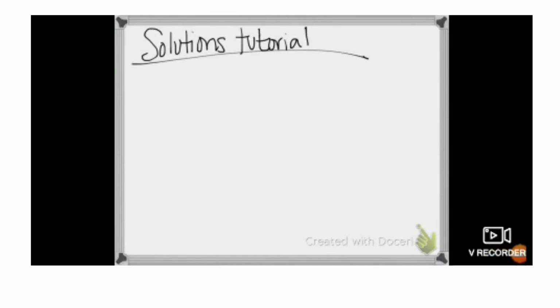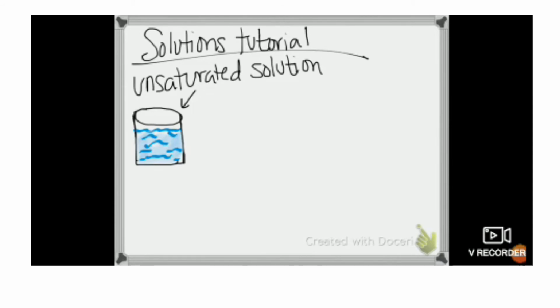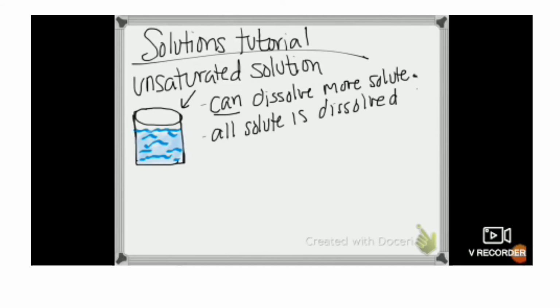Saturated, unsaturated, and supersaturated. How do I tell them apart? Here we have an unsaturated solution. Our unsaturated solution is capable of dissolving more solute. You can keep adding solute to this, and it's still got the ability to make that solute dissolve. In an unsaturated solution, all the solute that's in there is dissolved. That means no chunks, no grit in the bottom. Every single piece of solute in that unsaturated solution is dissolved.